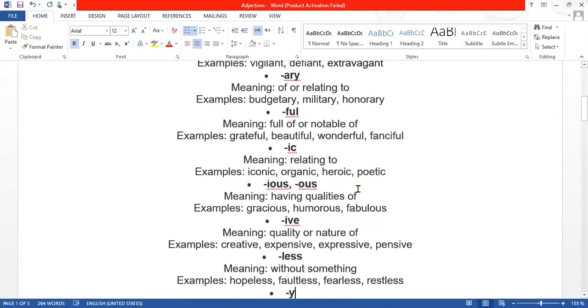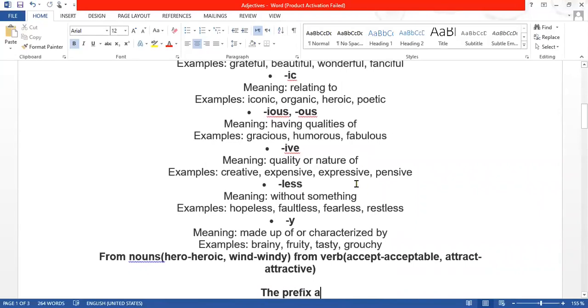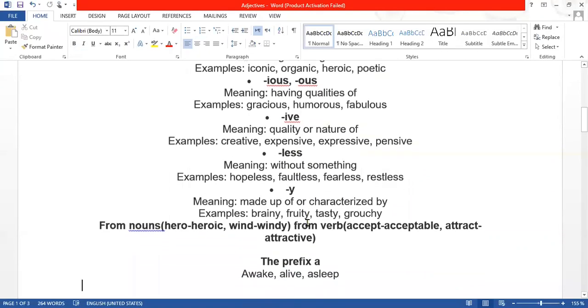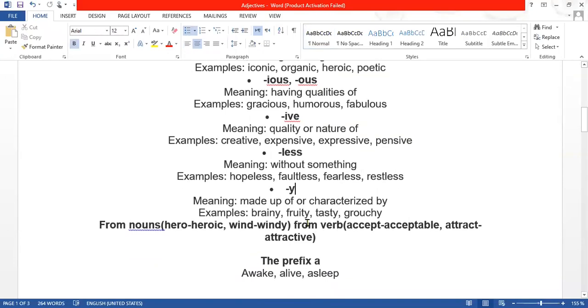So you see it, right? Organic or this another one. Or for example, humorous. Or for example, expensive or expressive or pensive. Do you know pensive? This one. So what I'm just telling you is that you can identify these adjectives because they end with ive or less, for example, hopeless or faultless. And these suffixes also can give you meaning. Remember, whenever we have this less, it is like without something.